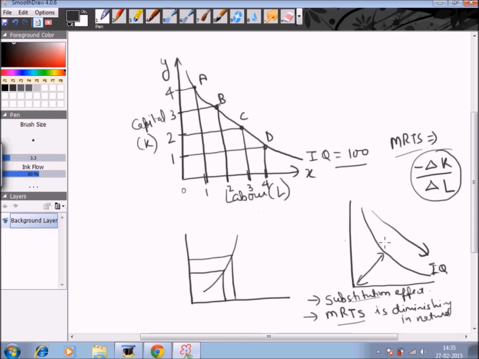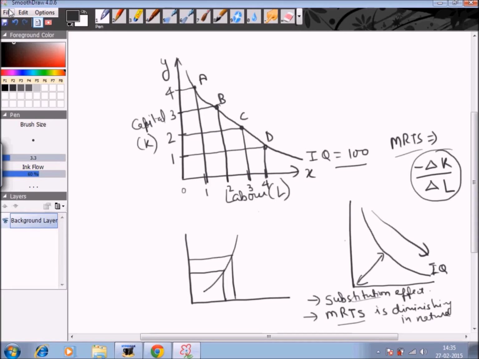This denotes the slope of the isoquant curve, and we can see that because it is negatively sloping towards its right, the marginal rate of substitution is diminishing in nature. As we go on substituting labor for capital or capital for labor, the rate of substitution goes on diminishing, that is, decreasing.